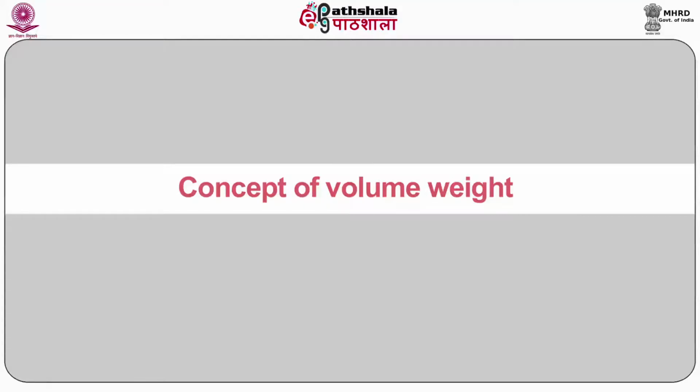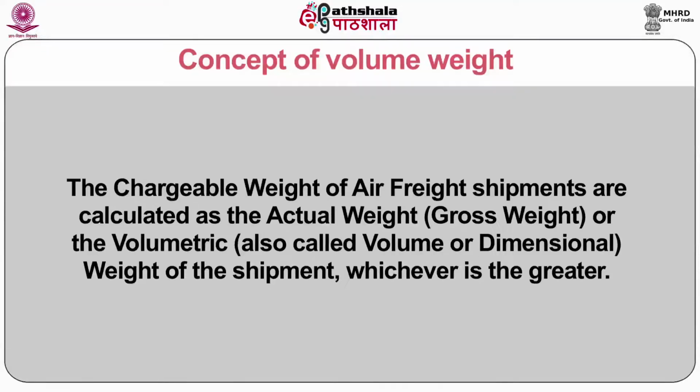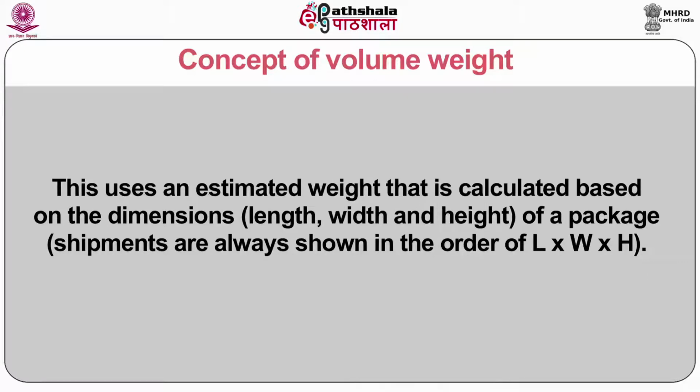Now I will discuss the concept of volume weight. The chargeable weight of air freight shipments is calculated as the actual weight, that is the gross weight, or the volumetric, also called volume or dimensional weight of the shipment, whichever is the greater. This uses an estimated weight that is calculated based on the dimensions, that is length, width and height of the package. Shipments are always shown in the order of L x W x H. Typically, large items with a light overall weight take up more space on an aircraft than a small heavy item. That's why the airlines charge according to chargeable weight.